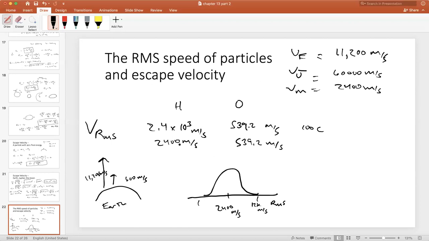The root mean square speed of all hydrogen atoms, so the average speed, is basically 2,400 meters per second. How many of those are going to be doing 60,000 meters per second? Virtually none. And that's why it turns out that Jupiter is what's called a gas giant made of hydrogen. So is Saturn. They can't escape. The sun is made of hydrogen because the hydrogen can't get away.